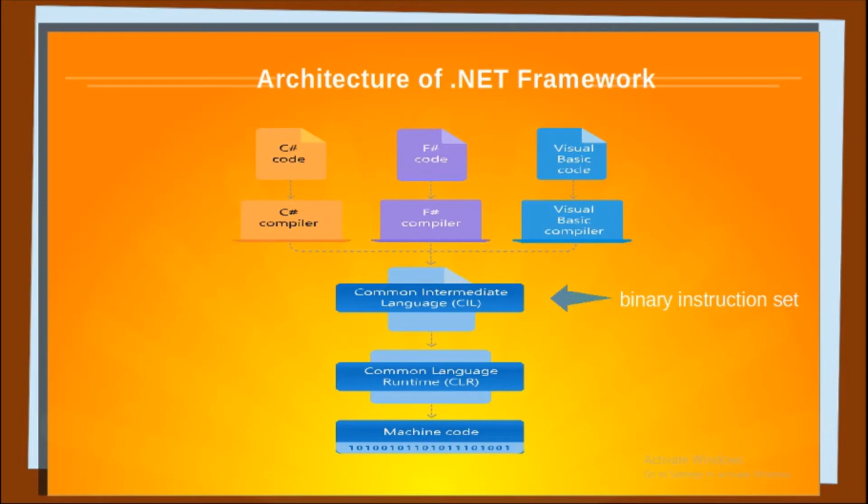The C# code requires the C# compiler. So this C# compiler converts the code into the form a machine can understand. It converts the code into CIL, and the CIL code is nothing but a binary instruction set. By using the common language runtime, we can convert this code into the machine code. So now you can understand what is the use of CLR. Without the CLR, we cannot get the .exe file or machine code.